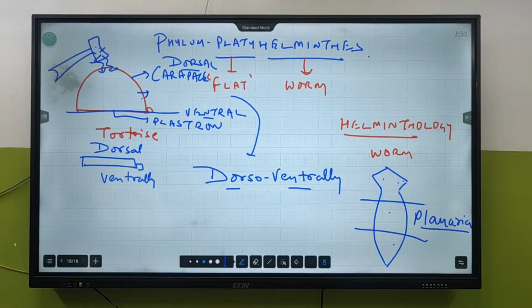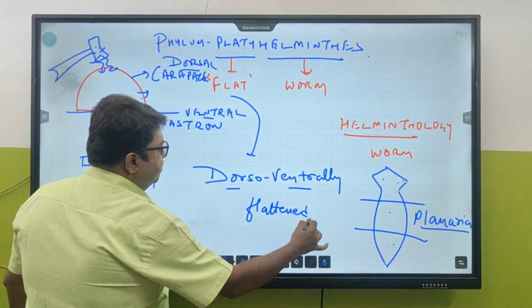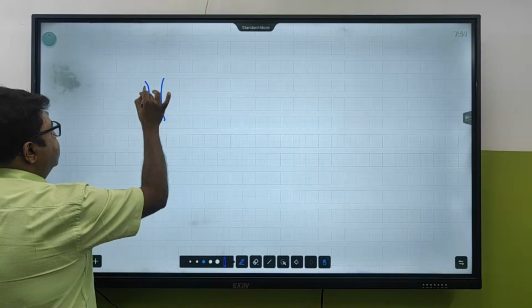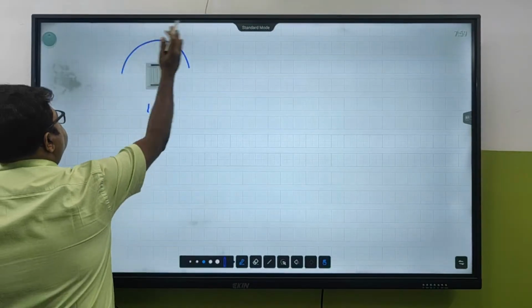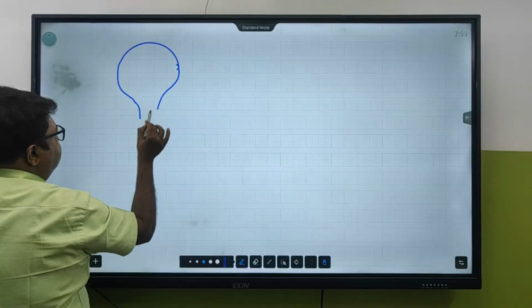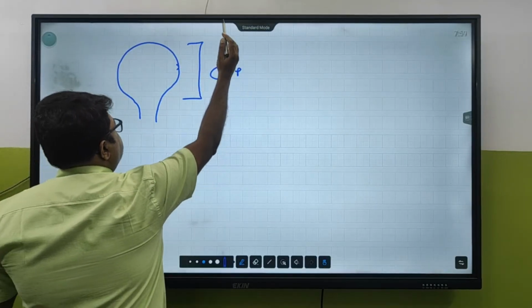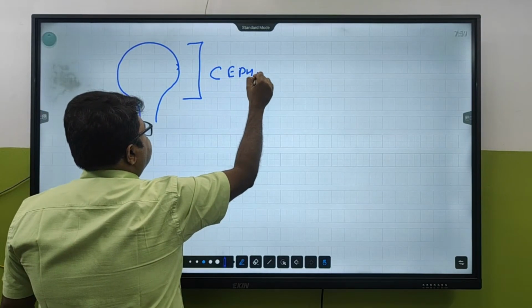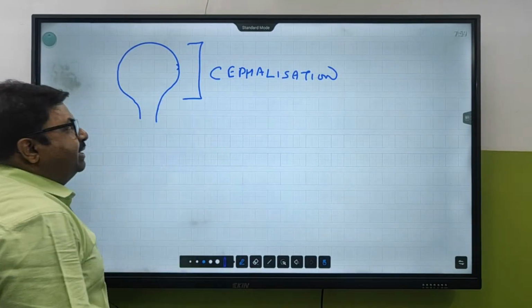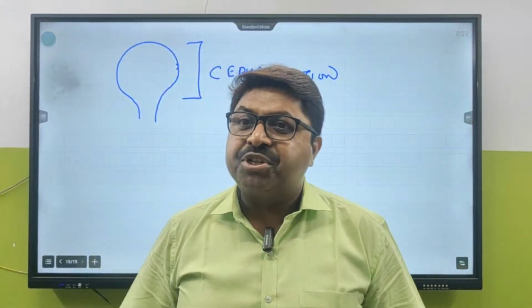Any issues with this? Come on. So what kind of flattened body? Dorso-ventrally flattened body. Whenever we talk about Platyhelminthes, what comes immediately to our mind is the structure. For the first time, you can see an organism having a head-like structure, and the formation of a head-like structure is called cephalization. So what is the meaning of the term cephalization? Formation of head.